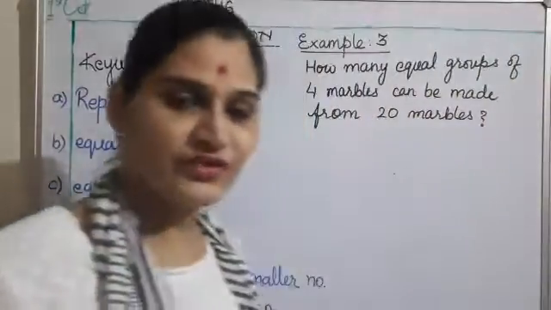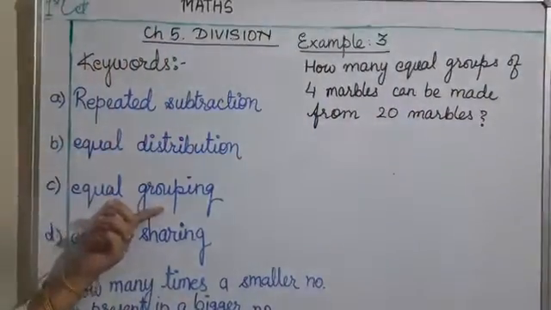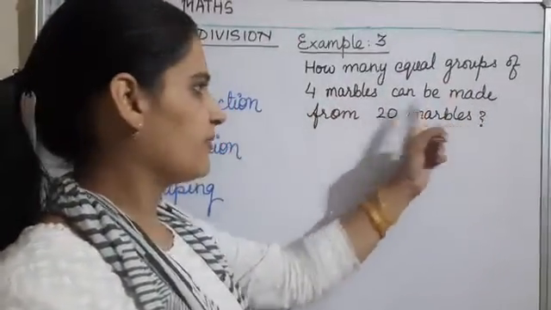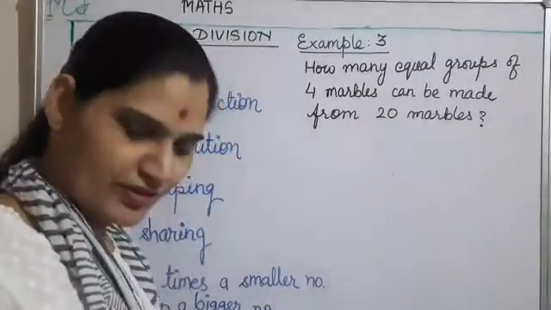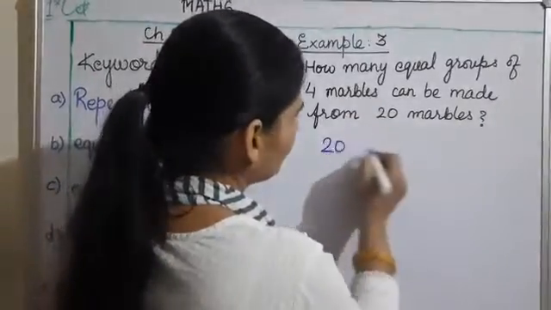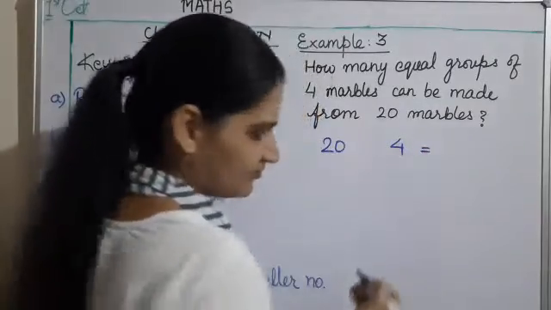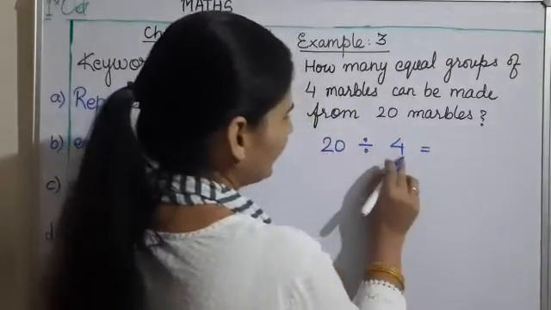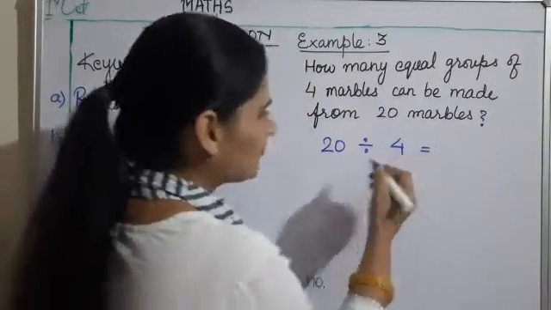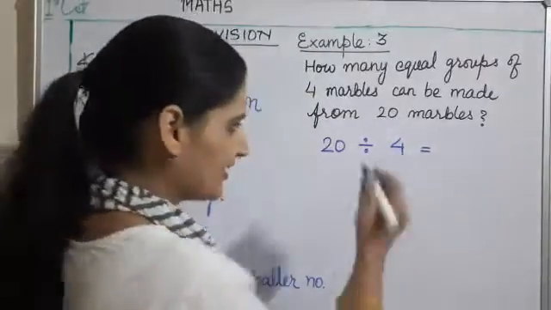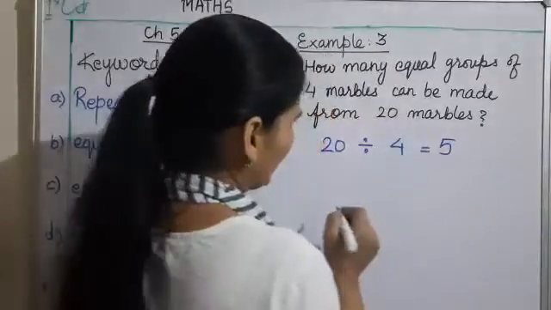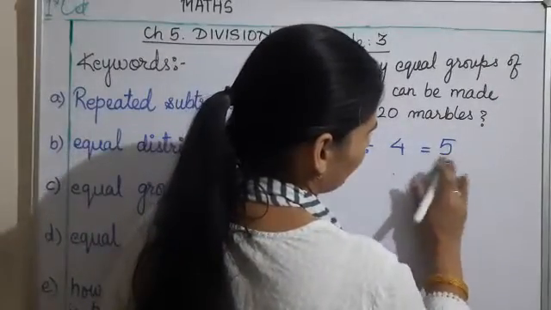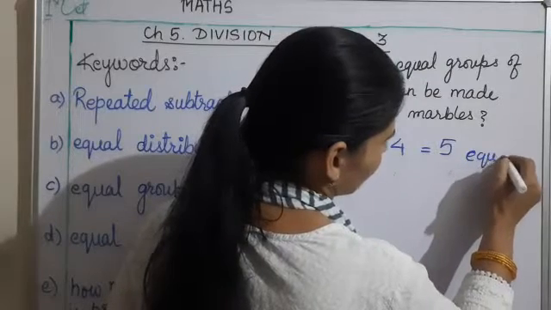Another situation where we use division is when you are making equal groups. Let's see the example. How many equal groups of 4 marbles can be made from 20 marbles? What you are having? You are having 20 marbles. You want to make groups of 4. 4 marbles के groups बनाने हैं. हम क्या करेंगे? 20 divided by 4. In the table of 4, you want to search for 20. So I know that 4 5s are 20. So from 20 marbles, 5 equal groups of 4 marbles can be made.